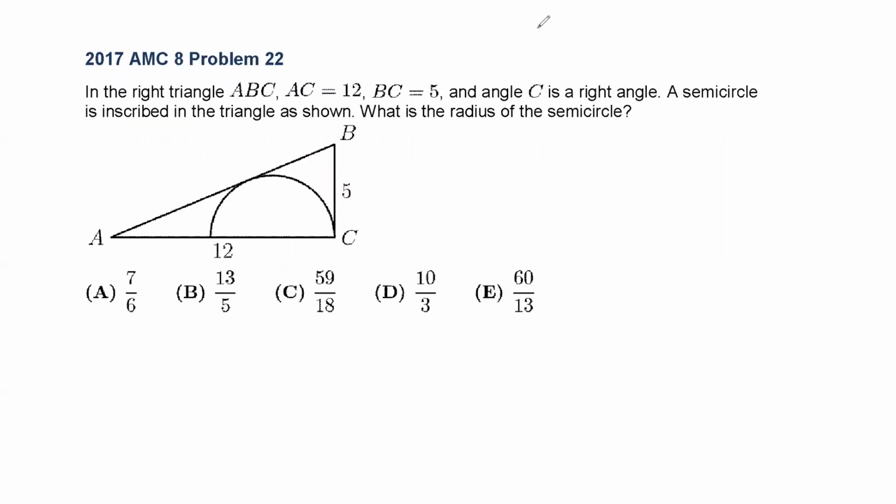In the right triangle ABC, AC is equal to 12, BC is equal to 5, and angle C is a right angle. A semicircle is inscribed in the triangle as shown. What is the radius of the semicircle?